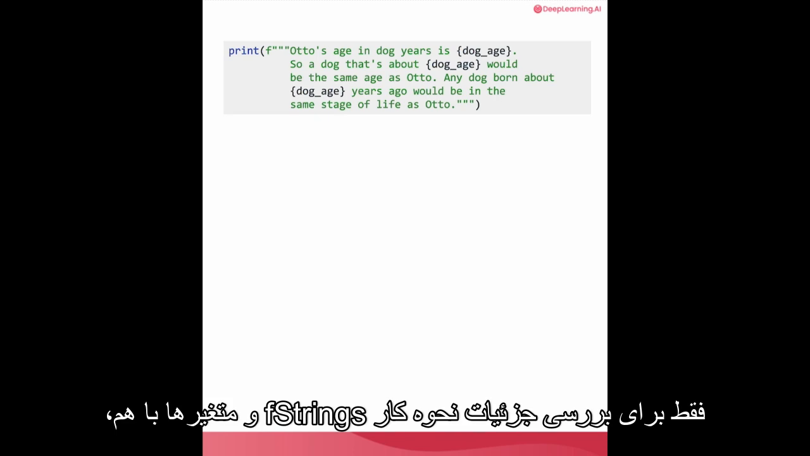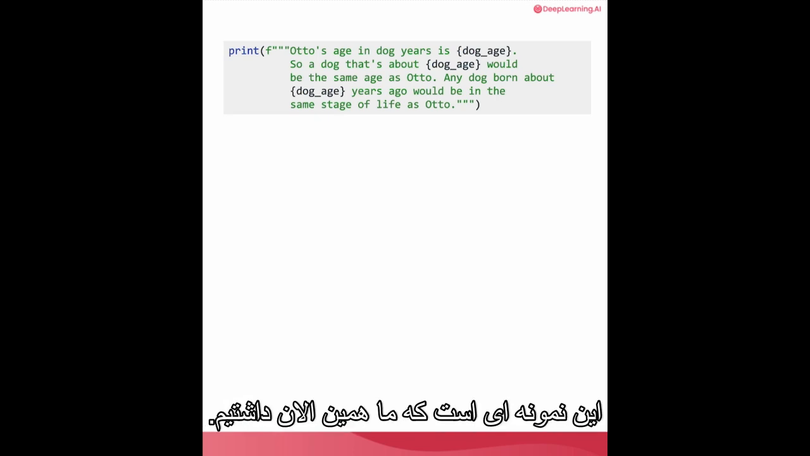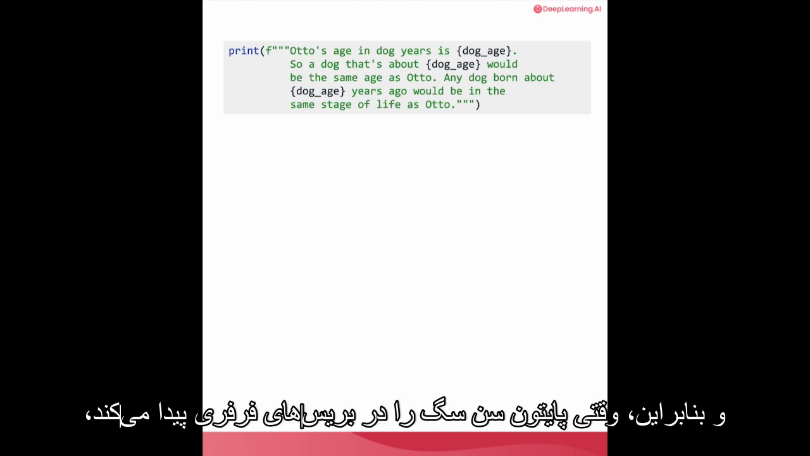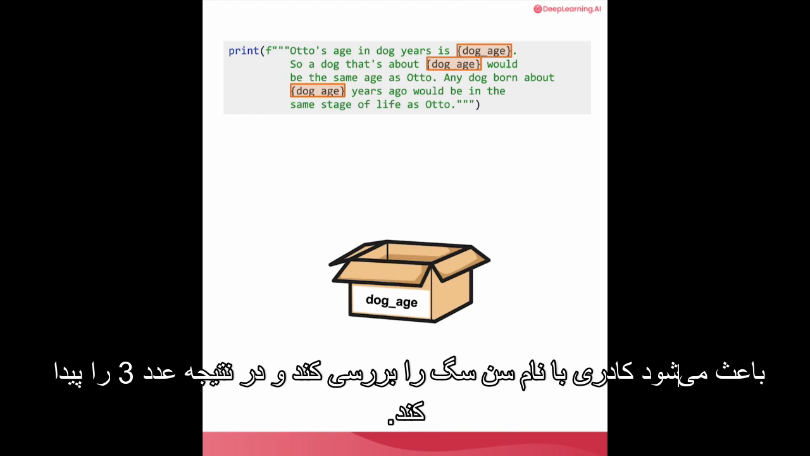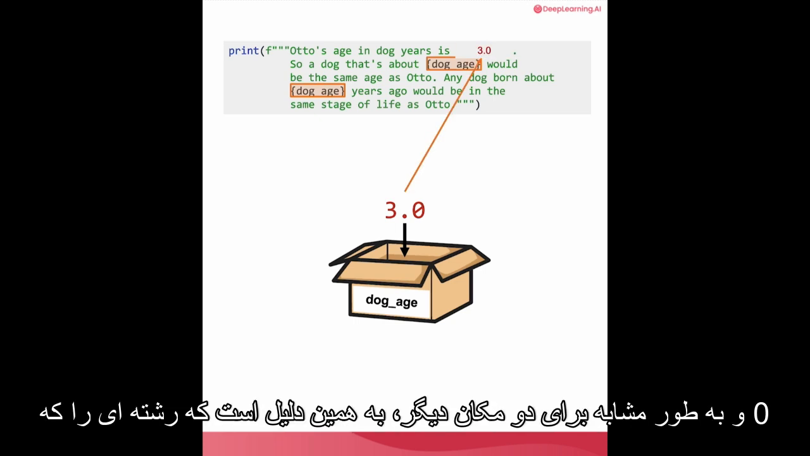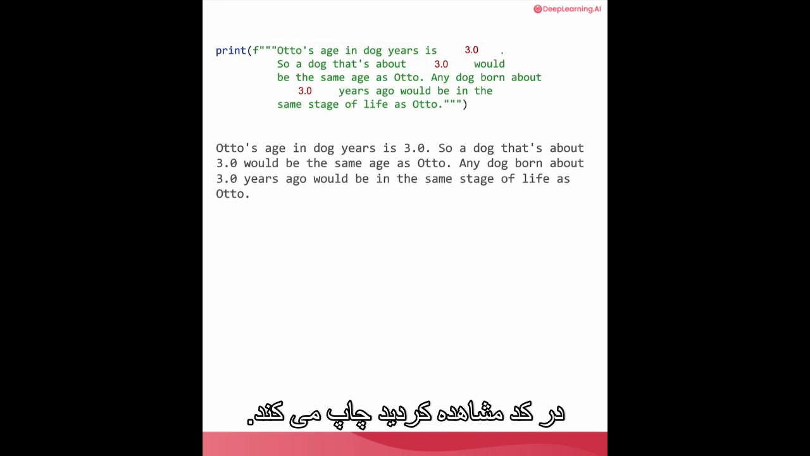Just to walk through in detail how f strings and variables work together, this is the example we had just now, where the dog age was 7. And so when Python finds dog age in curly braces, this causes it to check for a box with the name dog age, whereupon it finds the number 7.0, replaces that part of the f string with 7.0. And similarly for the other 2 places, which is why it then prints out the string that you saw in the code.